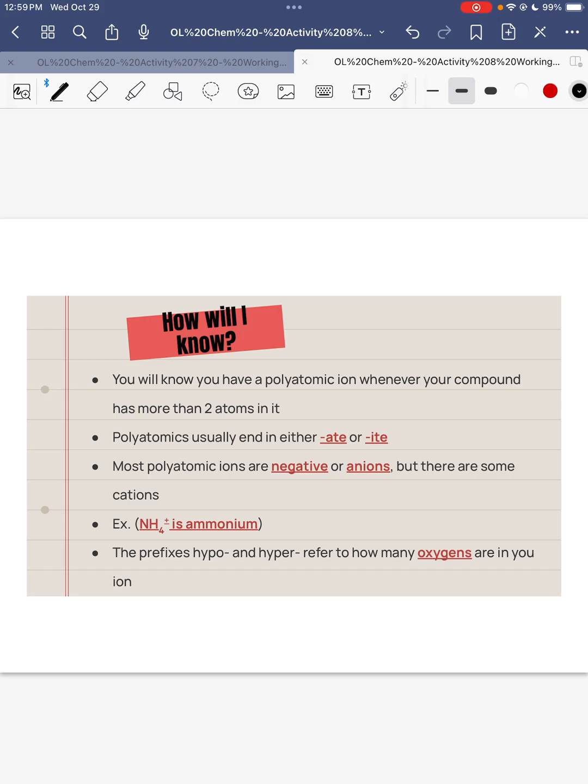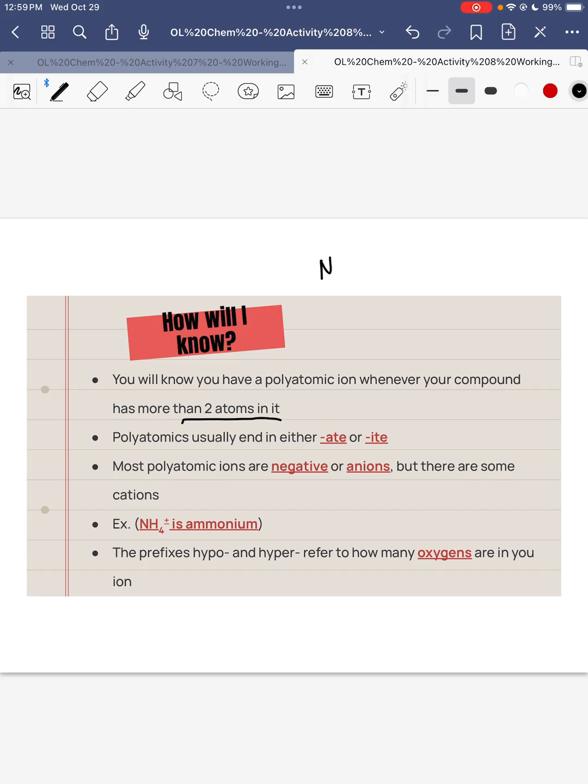You will know you have a polyatomic ion whenever your compound has more than 2 atoms in it. So for example, NaCl, that only has 2 atoms, right? A sodium and a chlorine. Even BaCl2, that still only has 2 types of atoms in it. It has barium and it has chlorine.